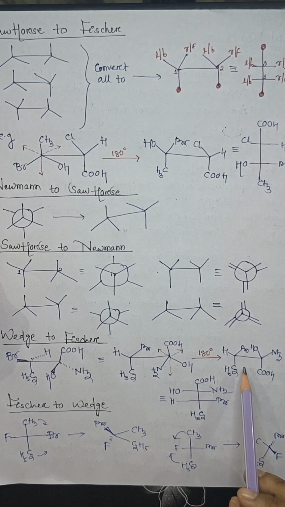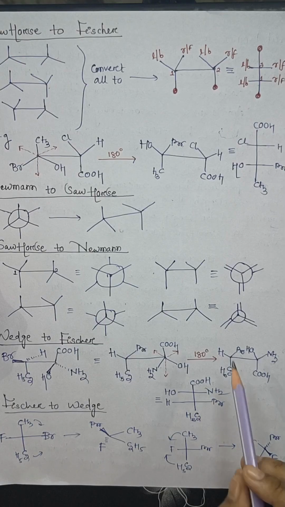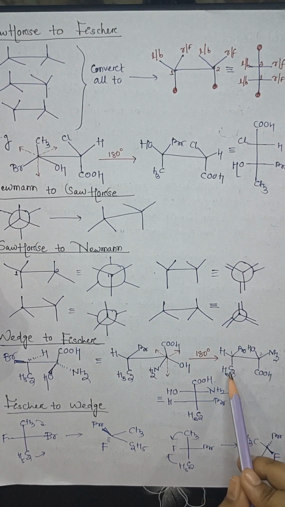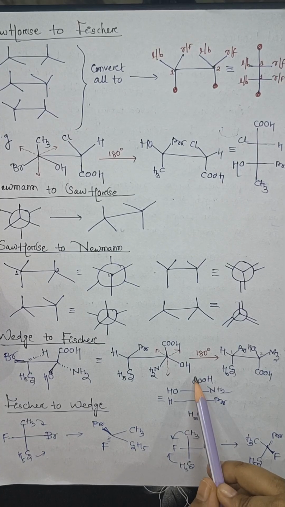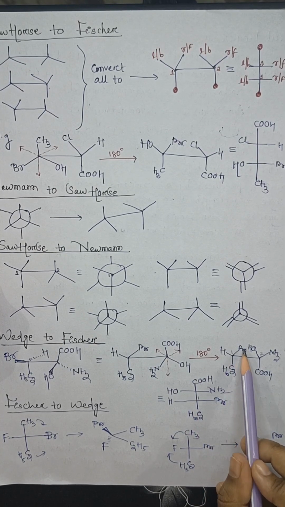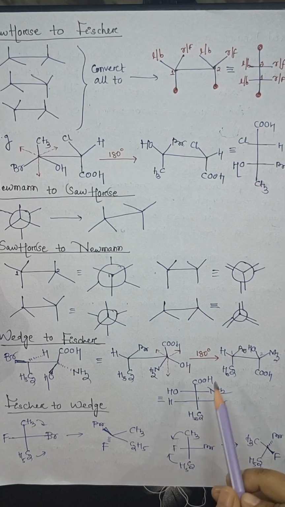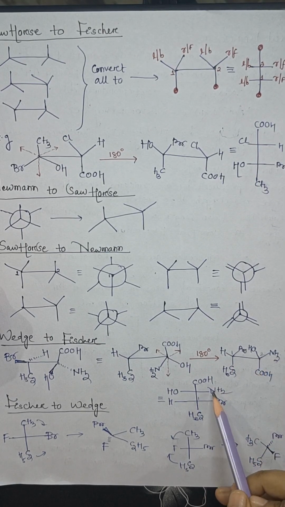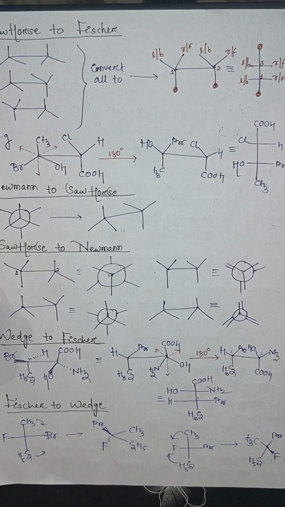Now we have to represent this in Fischer projection. So this is carbon number 1, this is carbon number 2, and the maximum number of carbon atoms are on the plane. So this represents the vertical line. Here it is carbon number 1. On carbon number 1, bromine is on the right side, here bromine is on the right side, hydrogen is on the left side. Here in carbon number 2, NH2 is on the right side, OH is on the left side.